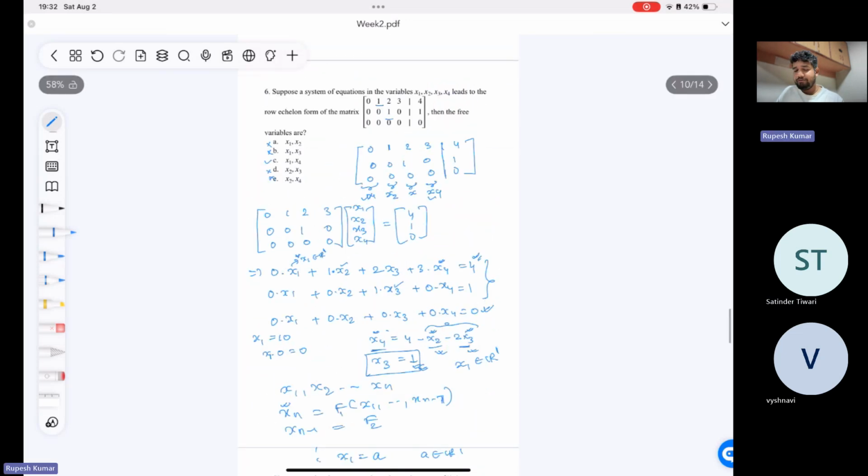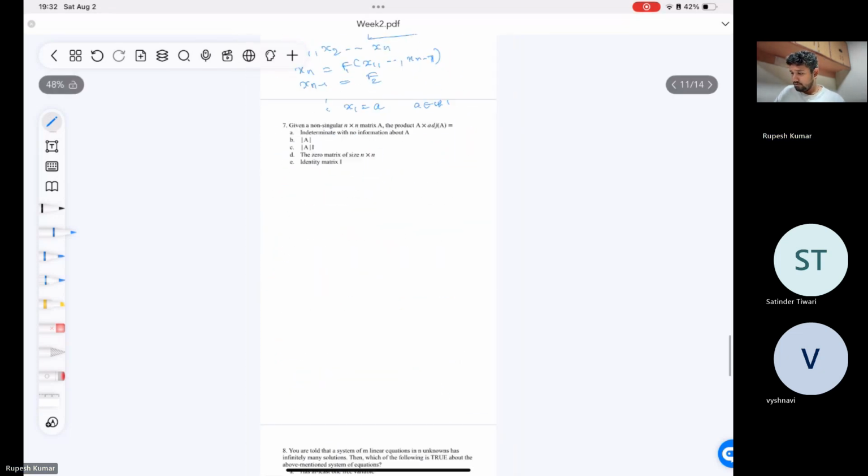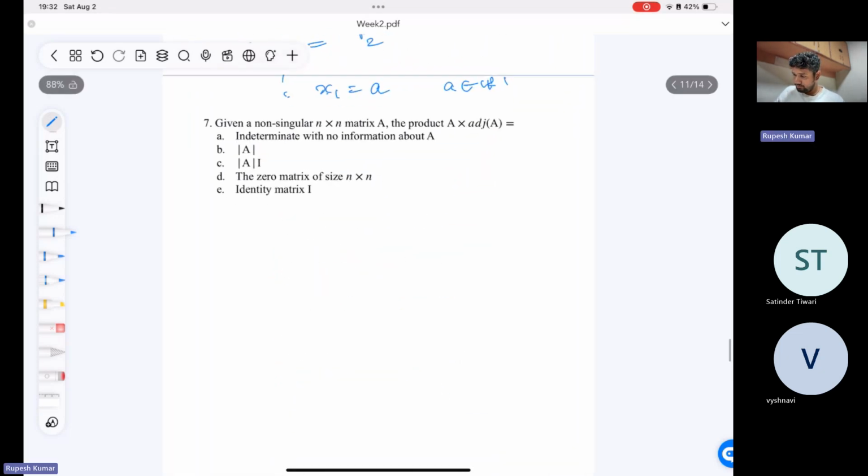Yeah. So basically, free variables are the variables that can be represented in terms of other variables, and the non-free variables are essential for the solution of this equation, right? So let's move on to the next question.